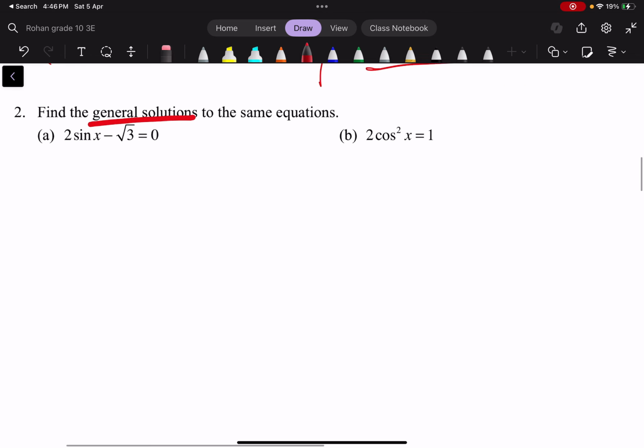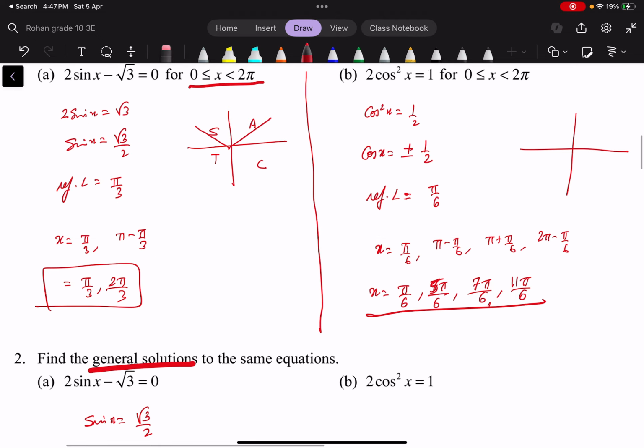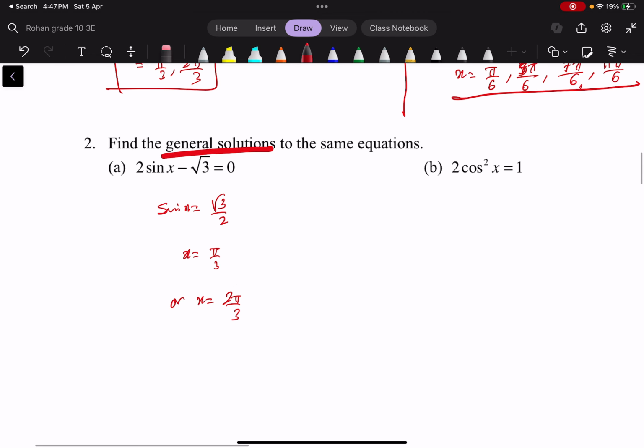Now when they're asking for a general solution, this is where I have to tell you what to do. General solution, when there's no domain given. So first you solve it for 0 to 2 pi. So you do sin x is equal to root 3 by 2. So x is equal to what? Just now we got this, it's the same sum. Pi by 3, or x is equal to 2 pi by 3. It's the same sum. But now when you're writing the general solution, you add n times 2 pi.